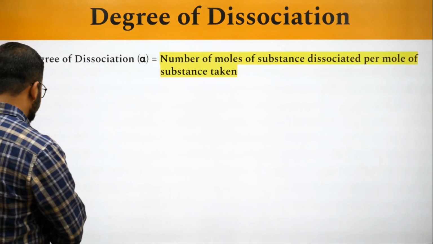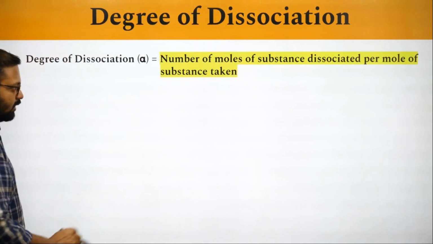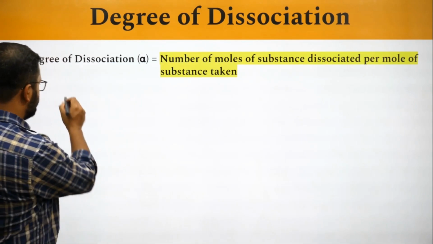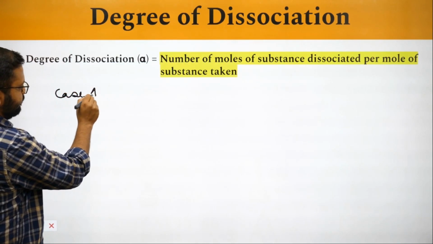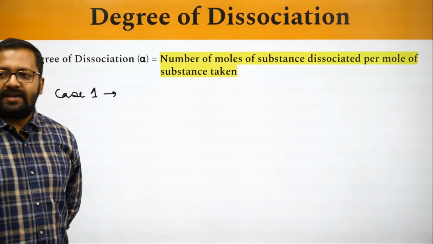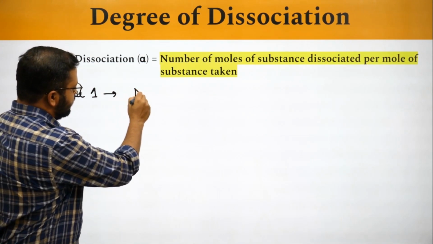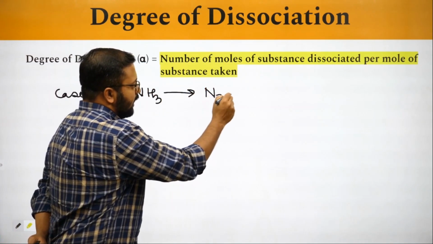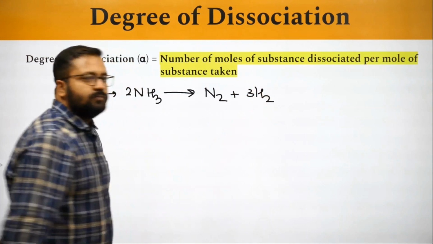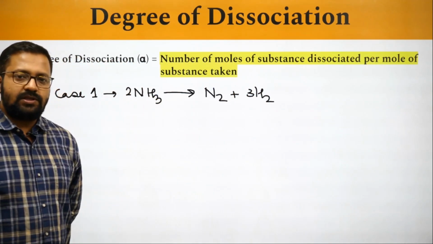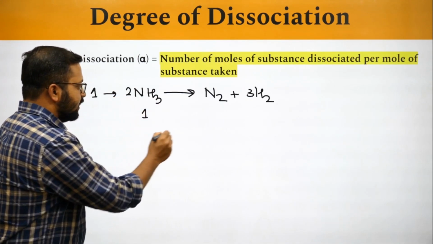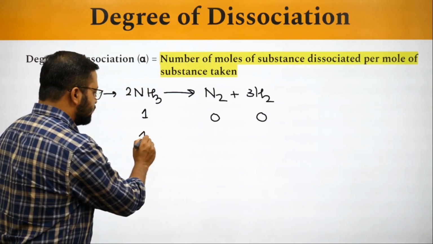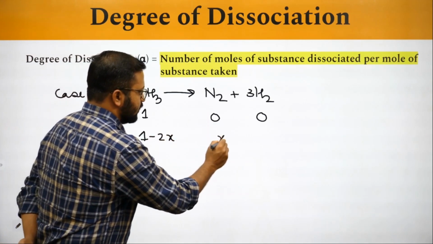So I will take this in a few cases. Let's take case 1. In case 1, I take NH3 which dissociates to form N2 plus 3H2. I start with 1 mole of this, and the products are 0 and 0. Initially 0, 0. Now what did we do, we dissociated it, 2x, this became x, and this became 3x.